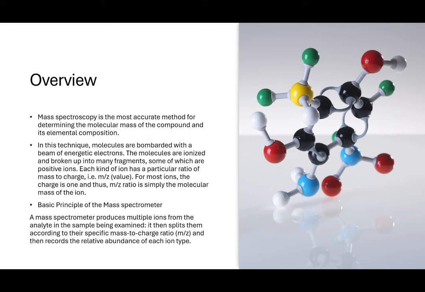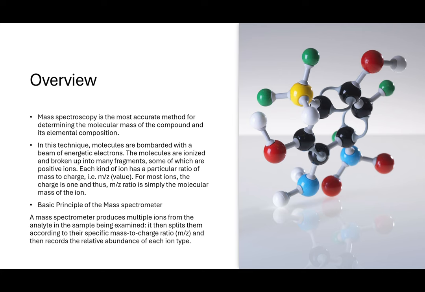So in this technique, what we do is bombard molecules with beams of energetic electrons. We can use photon beams or electron beams themselves. We ionize these molecules, and when they're ionized, they're broken up into many different fragments, some of which are positive ions. Each kind of ion has a particular mass to charge ratio that we can look at.